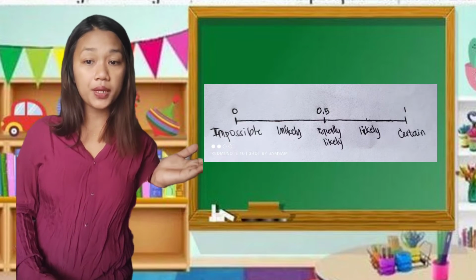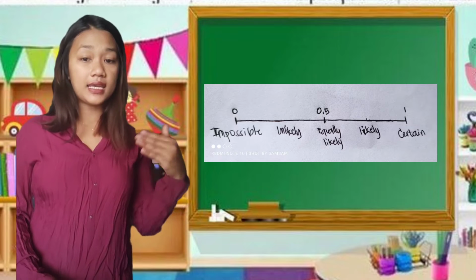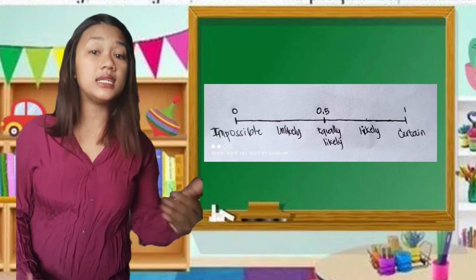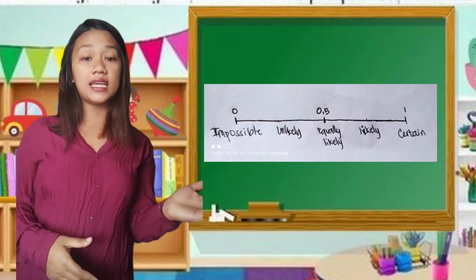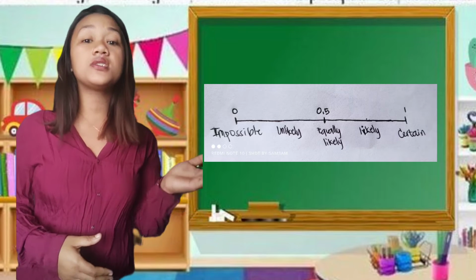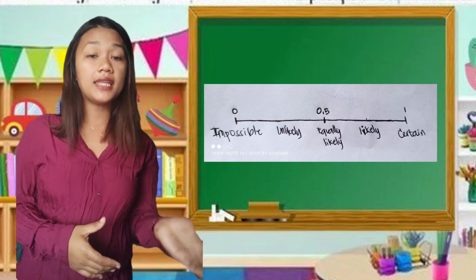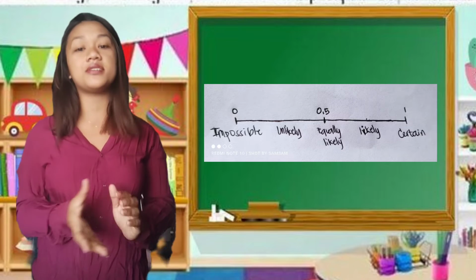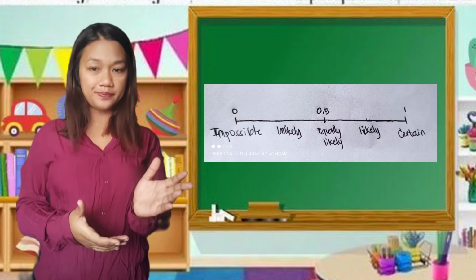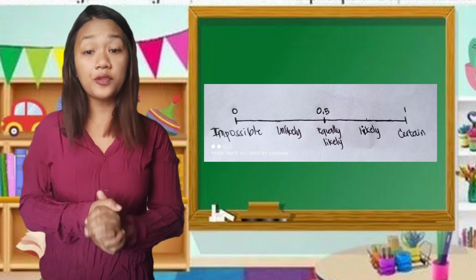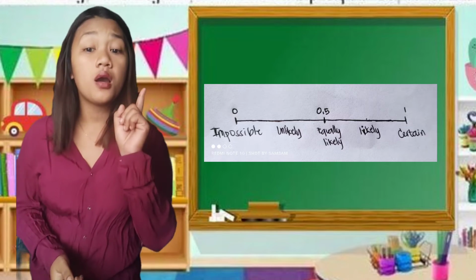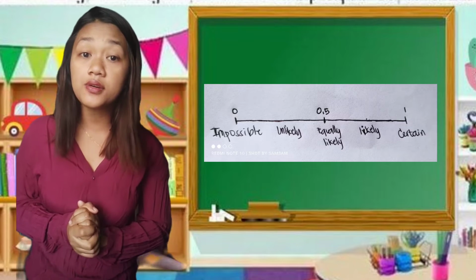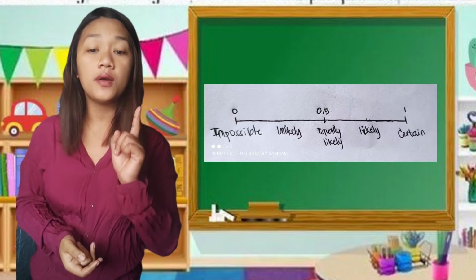Events that are equally likely can be written with a probability of 0.5 or 1/2. In this figure: impossible, unlikely, equally likely, and certain. As we observe, equally likely is in the center, which is 0.5, impossible is 0, and certain is 1. And the sum of the probabilities of all possible outcomes must equal what? Yes, equal to 1.